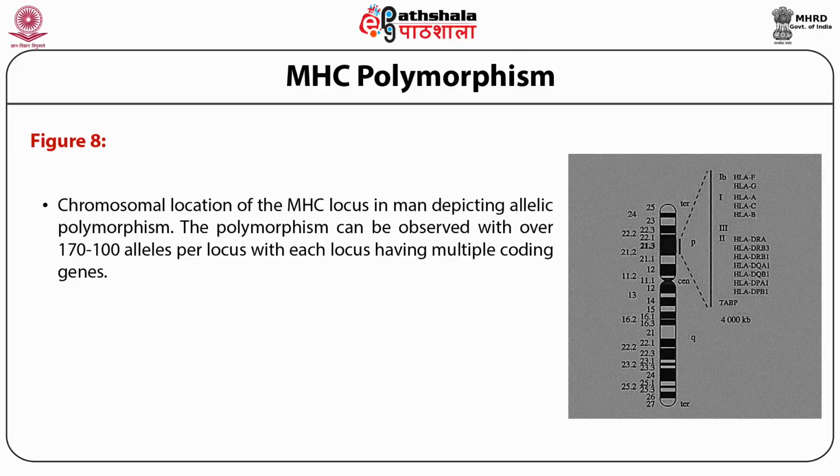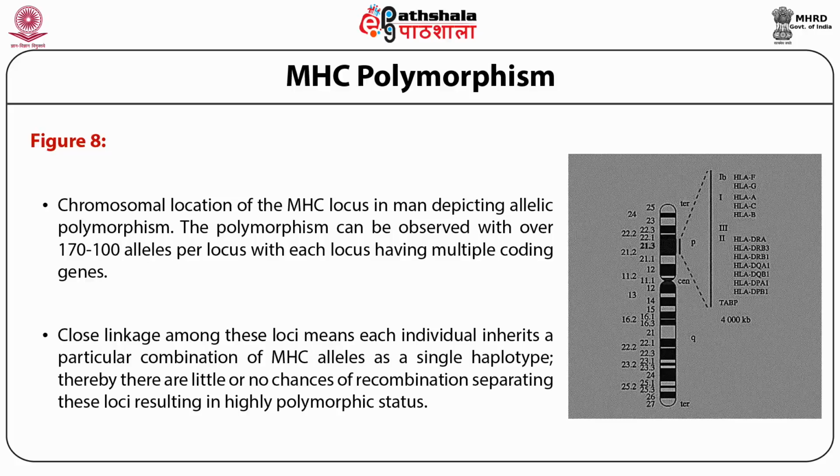We can see here the close linkage among these loci, and that means all of them have to be inherited together. So, it shows just one single haplotype. Thereby, little or no recombination occurs within them, and all the MHC polymorphic genes are inherited in totality, resulting in a highly polymorphic status.